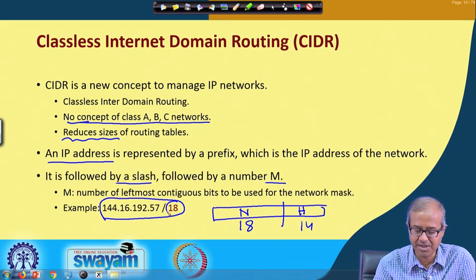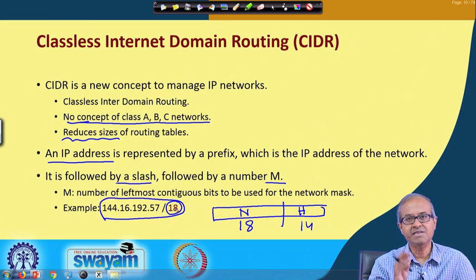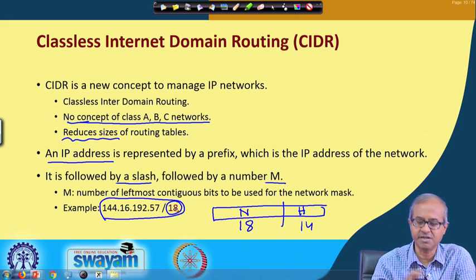Now, this number can be anything, this can be 18, it can be 17, 15, 14, 11. I am not restricting myself to only class A, B or C. This number m slash something, I can use anything in a flexible way depending on the size of my organization, size of my network. I can do any arbitrary partitioning. This is the advantage of CIDR.